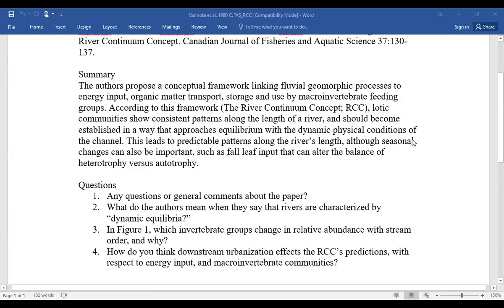So yes is the short answer. But let me ask y'all, maybe keeping Sweeten Creek in mind, can you think of some ways, did anything come to mind, that might affect that?